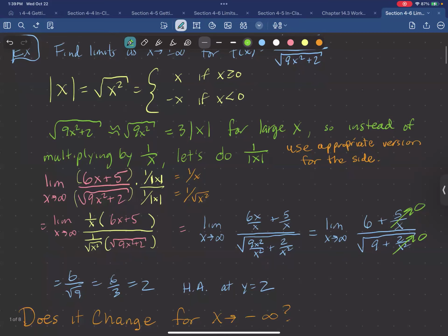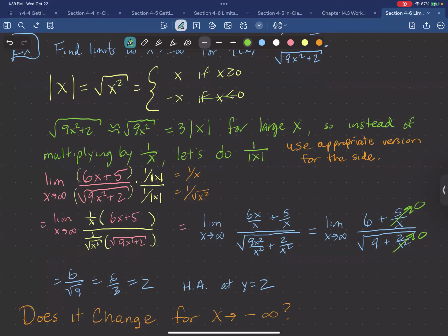Does it change when we do x going to negative infinity? What do you think? Well, let's go back up and look at our absolute value function. When x is negative, going towards negative infinity, we are going down this branch right here, which means where we did 1 over x before, we're going to do 1 over negative x this time. So it does change it.